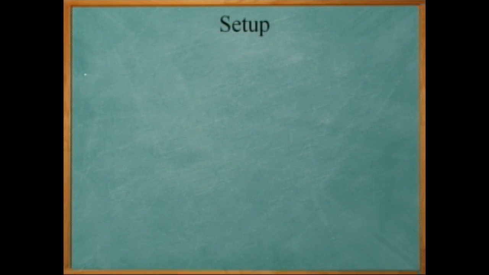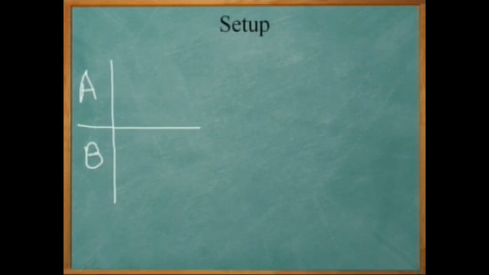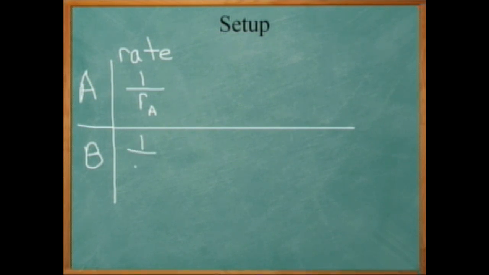So let's say you have two people working together, person A and person B, and these can easily be machines if they're working together. First thing we want to do is find out their rate of work for the task. So it's going to be one task over their rate of work. I'll call that R sub A, the rate of work for person A. And the rate of work for person B is going to be R sub B.